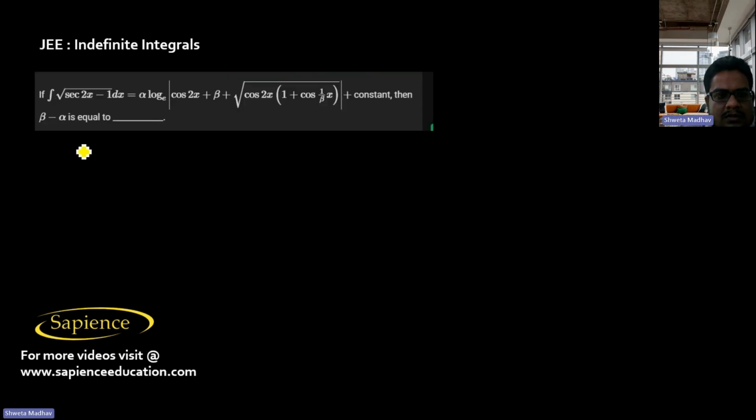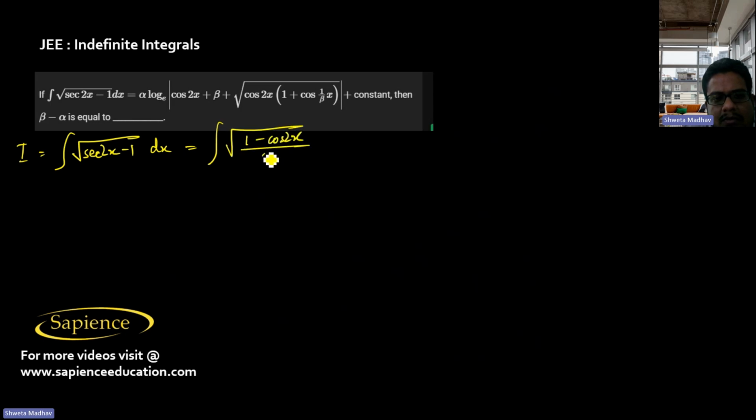Then here it is told the integral of root over sec 2x minus 1 dx is equal to this. Then beta minus alpha will be equal to how much? So now we can first convert into cos 2x. Let's say this is integral I. So I will be equal to the integral of root over (1 minus cos 2x) by cos 2x dx.